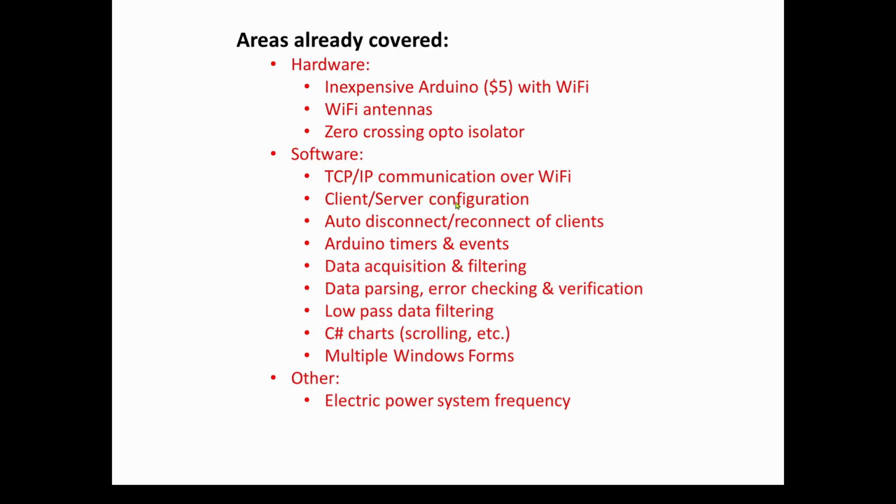We talked about client-server configuration, which is very important. And we also talked about automatically disconnecting and reconnecting of this device. If it loses signal or whatever, you want to make sure that it will gracefully disconnect and reconnect without crashing everything. We talked about Arduino timers and events, which are needed to take that square wave and calculate frequency. We talked about data acquisition and filtering, so we can filter the data coming in, get rid of some of the noise. We talked about data parsing, error checking, and verification. When we get the data, we need to make sure it's good, it's not junk. Low pass data filtering is one of the tools we use to filter the data.